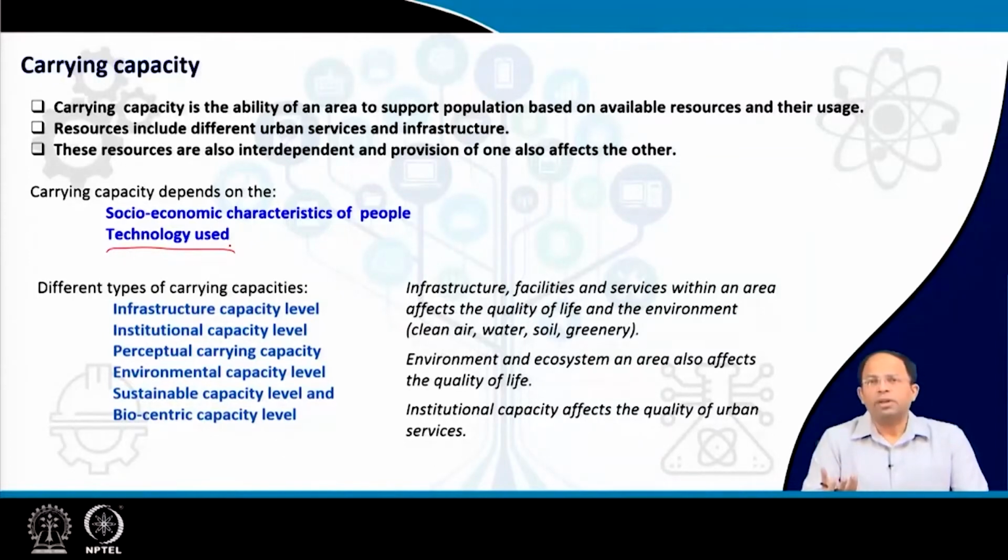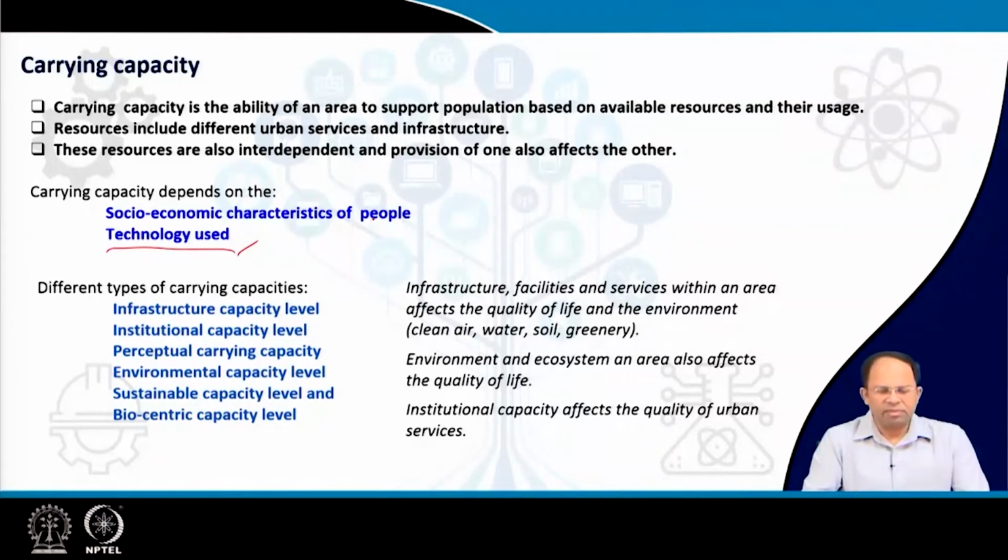But if there is no metro rail and all, if I keep on increasing the FAR, there are too many people living along a particular corridor, and the bus service may not be able to cater to so many number of people. So that is how technology also changes the carrying capacity. And similarly, socio-economic characteristics, affordability of the people, the culture, the nature of the people, everything affects the carrying capacity of a particular area.